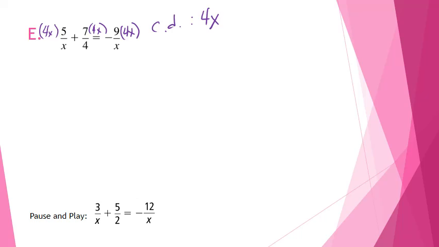So I'm going to take this x, it's going to cancel with that x, so that leaves me with 20. This 4 cancels with that 4, so that leaves me with 7x. And on the other side, this x cancels with that x, and I'm left with -36. So what I've done is I've made this problem way easier by just canceling out the denominators. Now I can solve this with no problem.